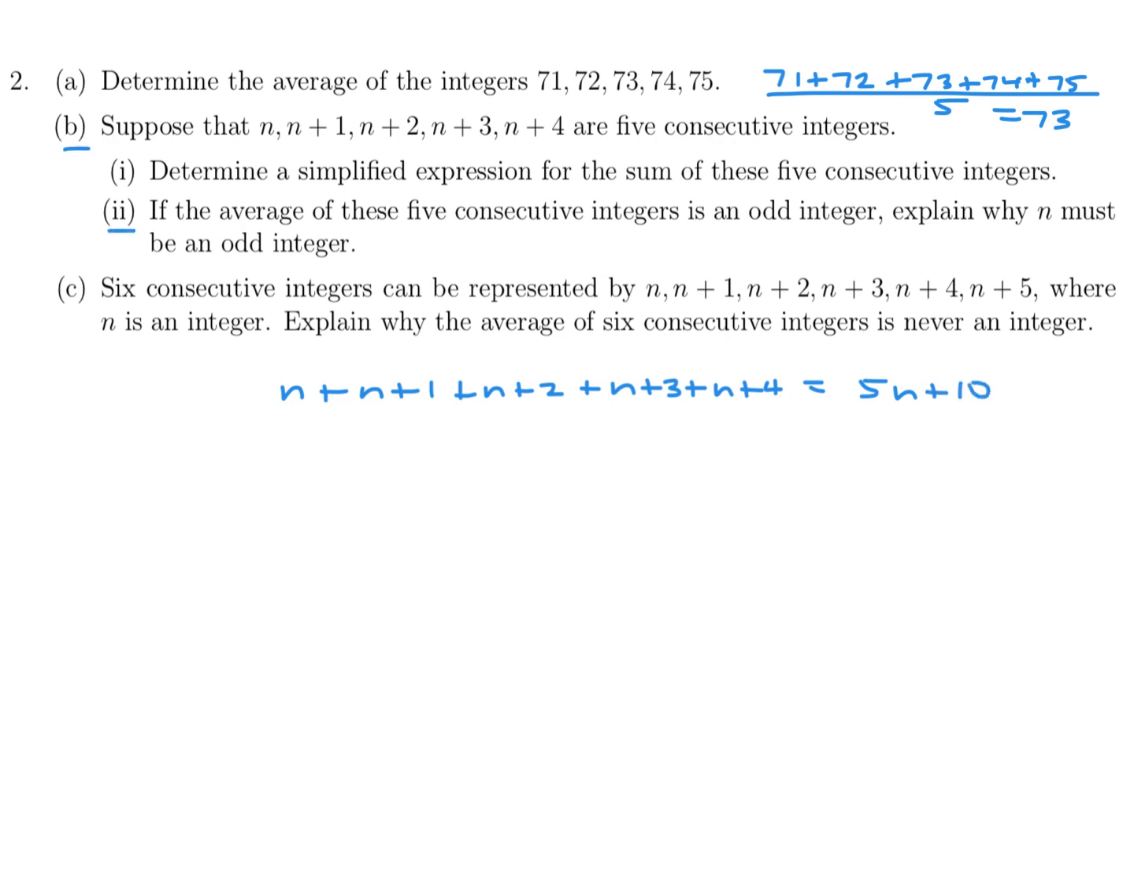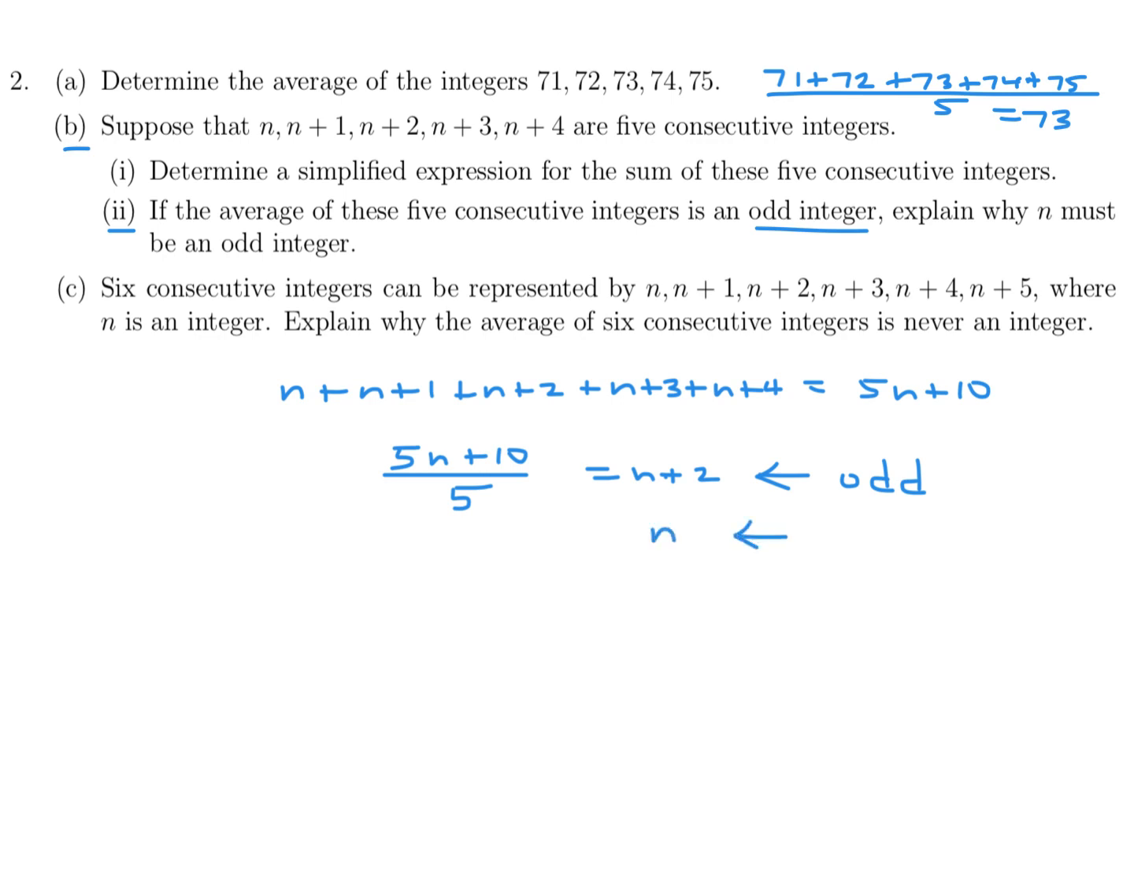Part 2 of part B. If the average of these 5 integers is an odd integer, explain why n must be odd. Okay, so the sum was 5n plus 10, so the average will be that divided by 5, so that's going to be n plus 2, right? Yes, n plus 2. So they're saying that the average is odd, so this n plus 2 is odd. And then they're saying explain why n must be odd. So n is 2 less than n plus 2.